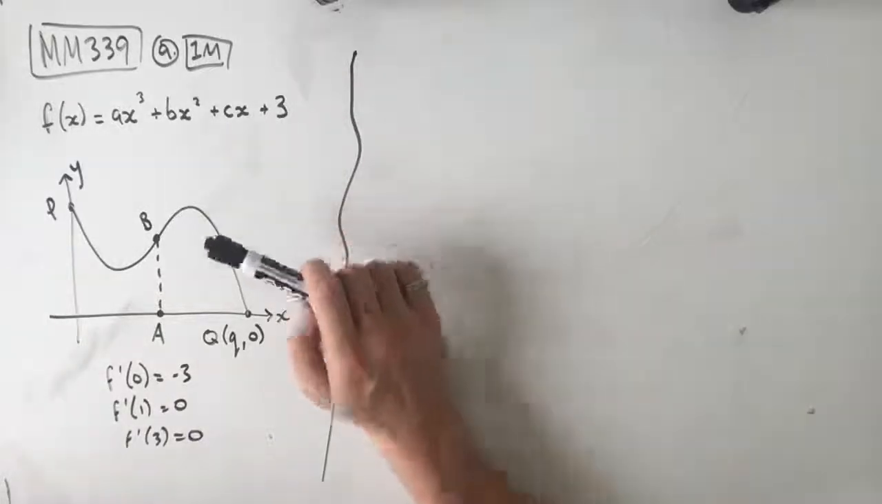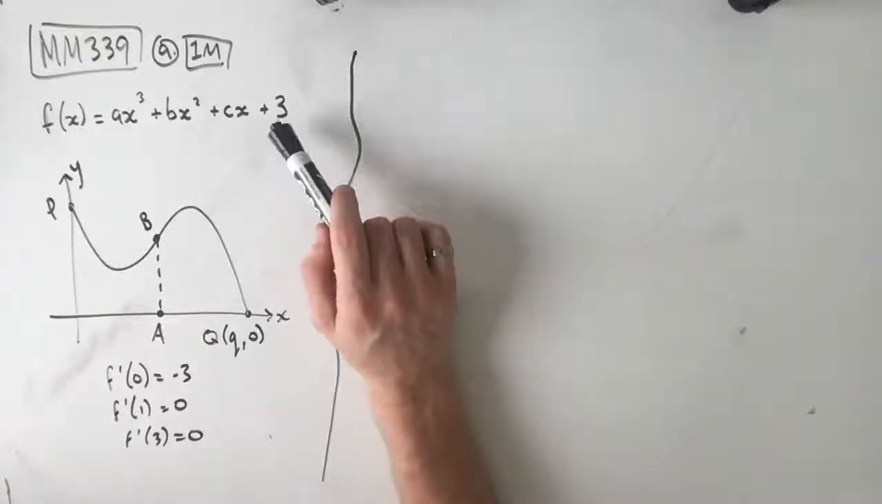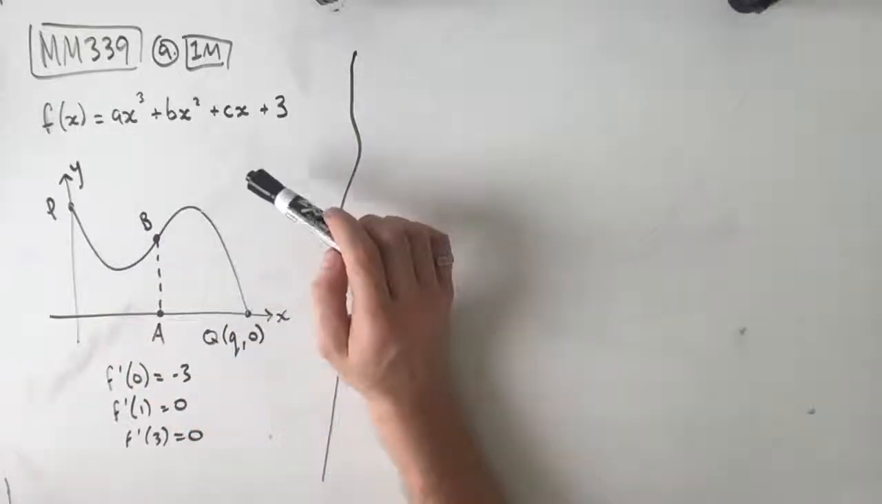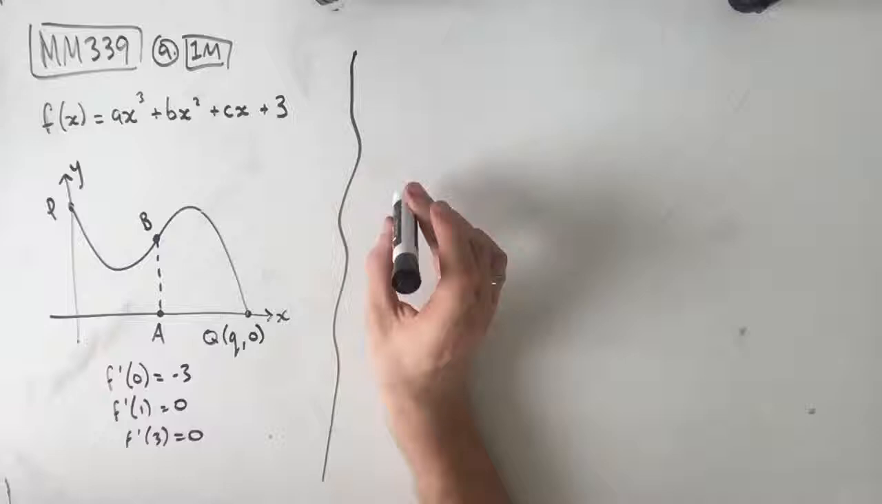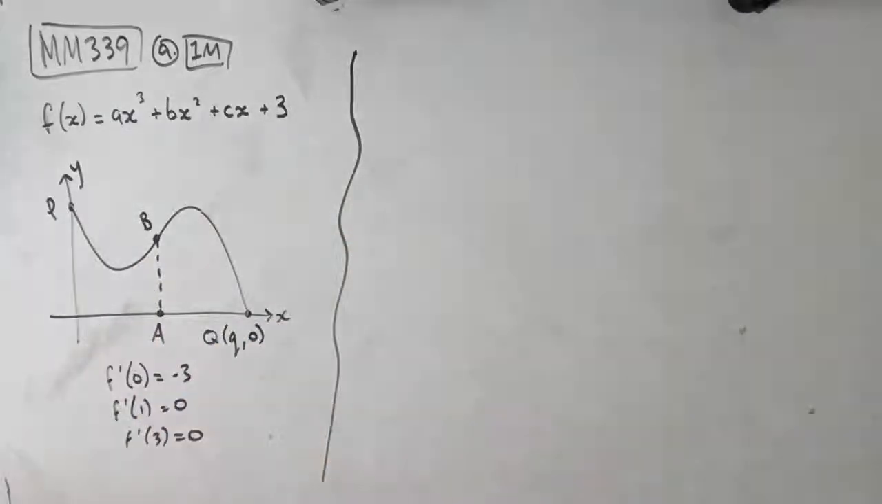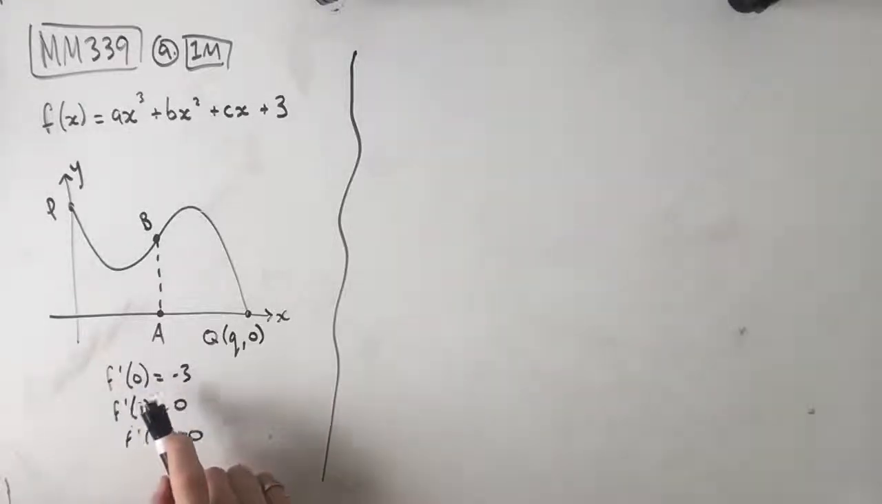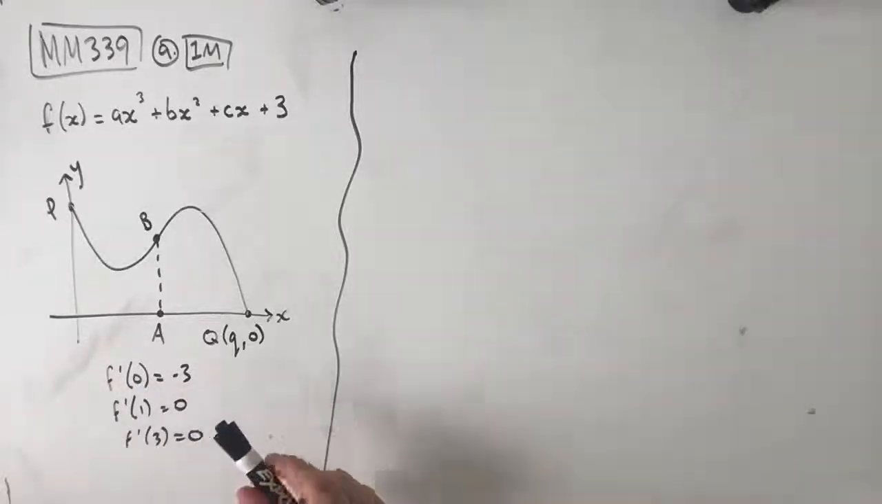Her northern garden path is modeled by the function f of x equals ax cubed plus bx squared plus cx plus 3, which is this function here. The x and y axes represent the other paths around her garden, as shown in the diagram below, so just here. Awesome. It's also known that f dash of 0 equals negative 3, f dash of 1 equals 0, and f dash of 3 equals 0 as well.